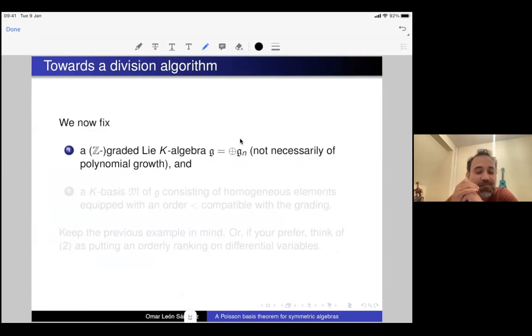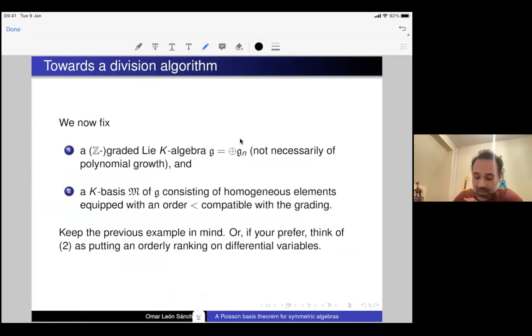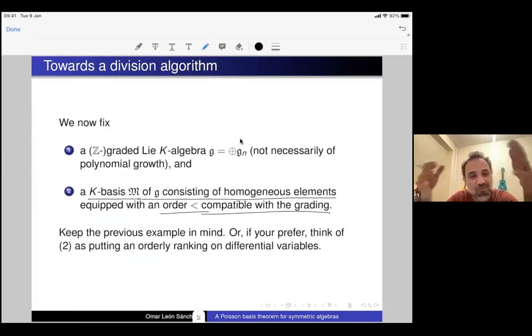Okay. So from now on, I'm going to have a Lie algebra which is graded. I'm not going to assume polynomial growth. It's just a graded Lie algebra. I'm going to fix a basis consisting of homogeneous elements, and it's equipped with an order compatible with the grading. If it's the first time you see this, it might take some time to digest, but maybe it's a good idea to keep the previous example in mind. Or, as I was saying, think of this as putting some orderly ranking on variables.